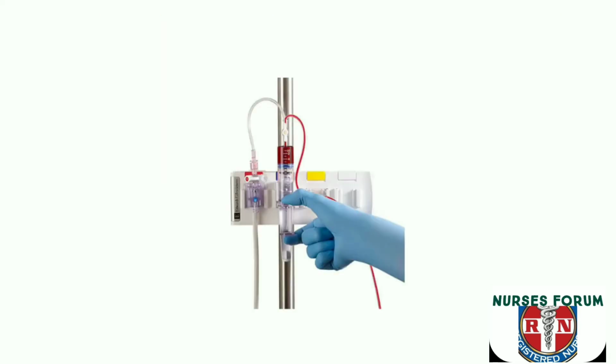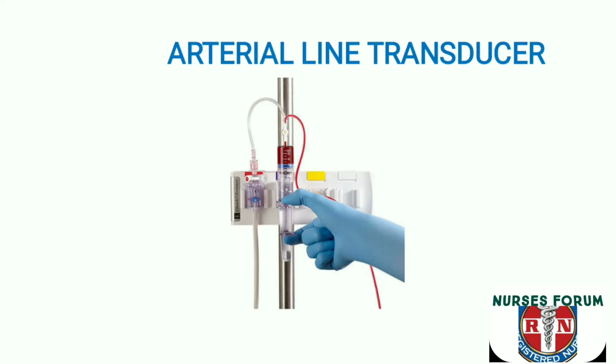Which device is shown in this image? Right answer is arterial line transducer. This is the device which is used for measuring arterial blood pressure. It converts pressure changes into a change in the electrical resistance of the circuit. We have to keep this transducer at the level of the atrium while monitoring.